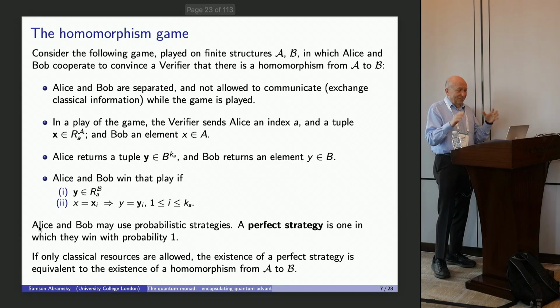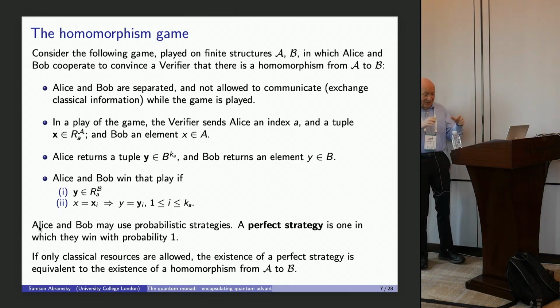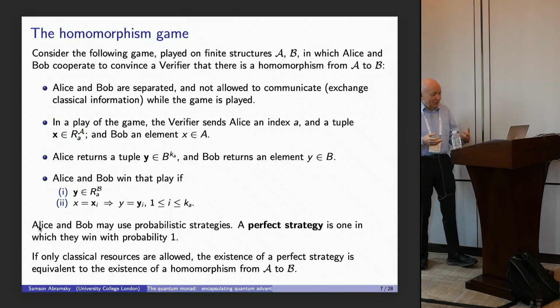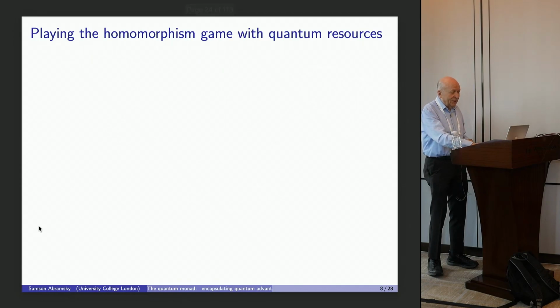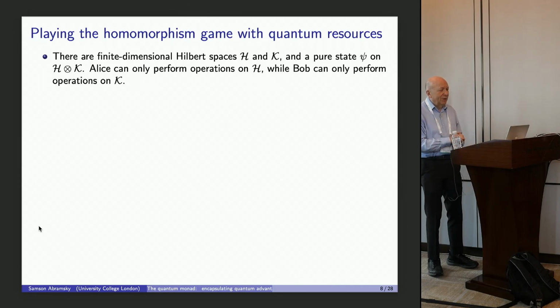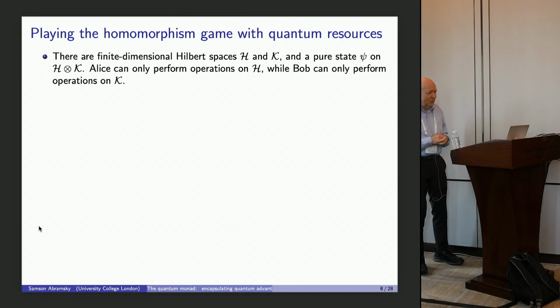Now, in the classical setting, with these constraints that Alice and Bob can't communicate during the game, then it's easy to see that the only way they can always win is if there really is a homomorphism from A to B, which they've agreed on in advance, and they simply play according to what the homomorphism tells us. But if we allow quantum resources, the situation changes rather radically. So how would we play the homomorphism game with quantum resources?